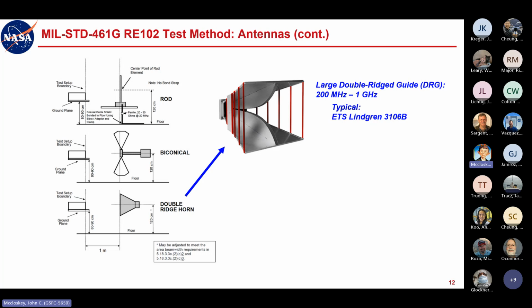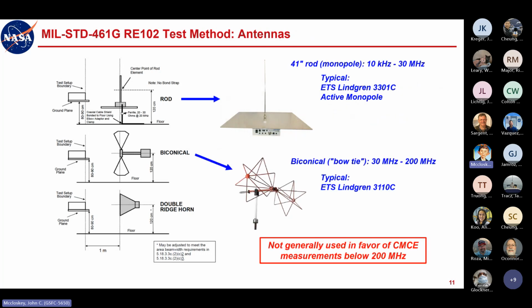When we get to the nuances of these, I'll give you a sneak preview. The biconical antenna can be very problematic to use. It's very inefficient at the low frequencies, from 30 megahertz up to, I think, maybe 80 to 100 megahertz. It just has a lot of losses associated with it.